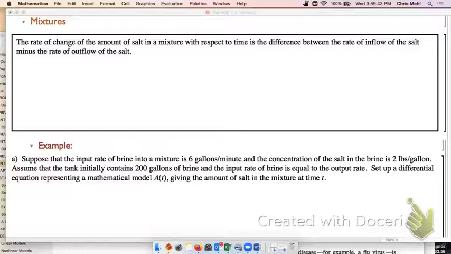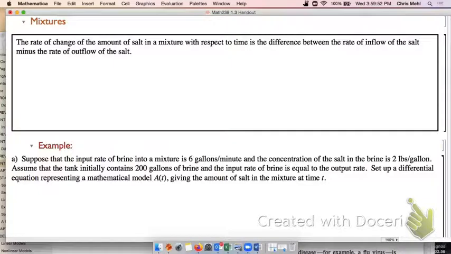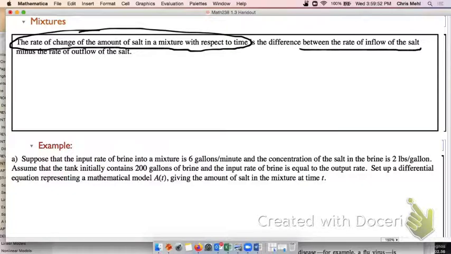I'm going to focus specifically on an example setting up a differential equation for a mixture situation. Now, if you read about mixtures, it says the rate of change of the amount of salt in the mixture with respect to time, read this carefully, is the difference between the rate of inflow of the salt minus the rate of outflow.